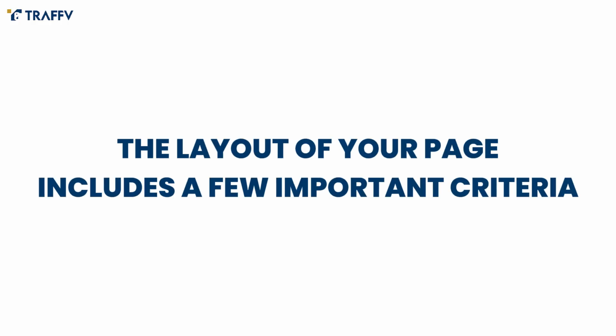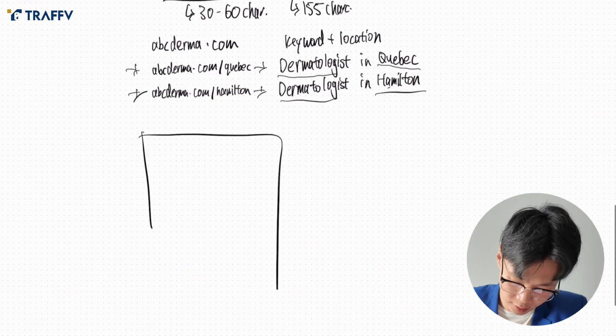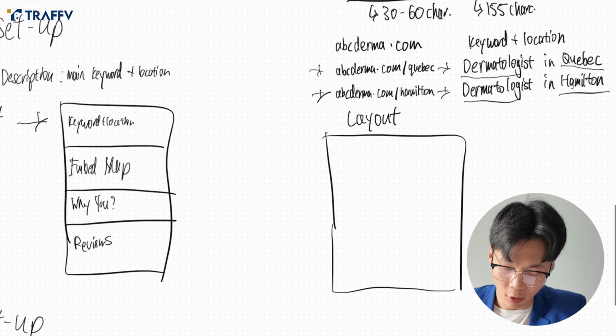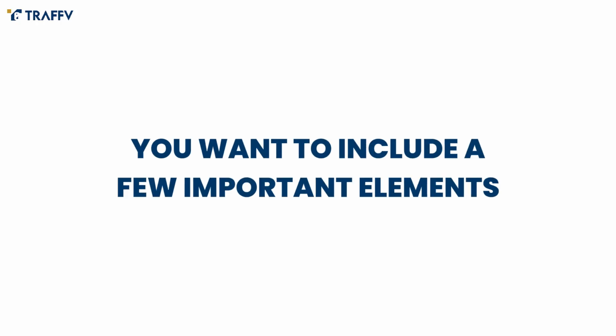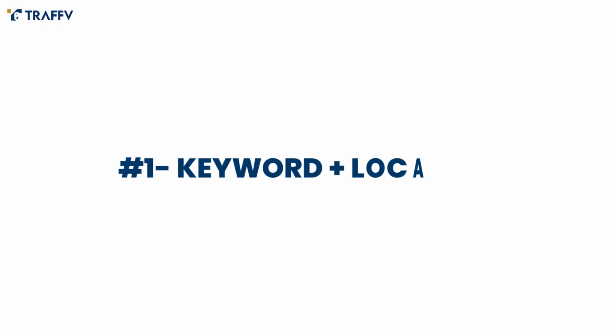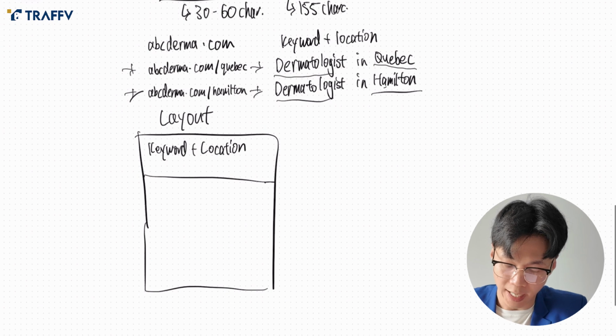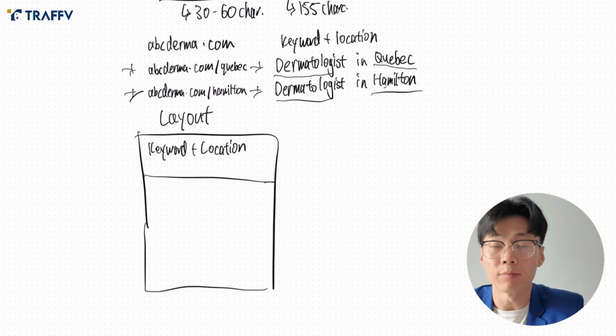The second step for page setup is to make sure that the formatting of your page and the layout of your page includes a few important criteria. I'm gonna just list down one example here. So this is your page layout, okay? Now on the page layout, you want to include a few important elements here, okay? Firstly, you want to include the keyword plus the location on the page. Right? Ideally, you want to be in the first section of the page. This will help you stay consistent and tell Google that this page is about your clinic in Hamilton, for example.